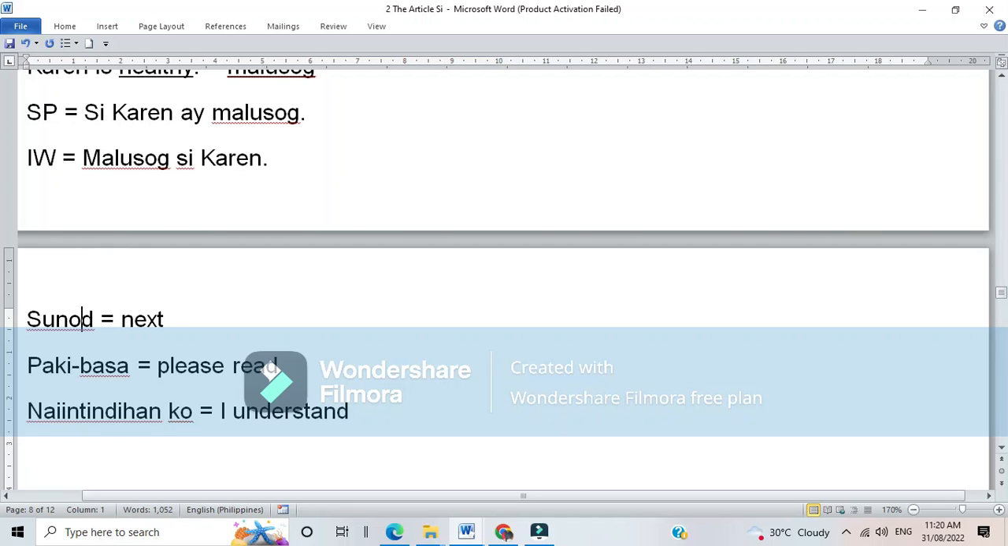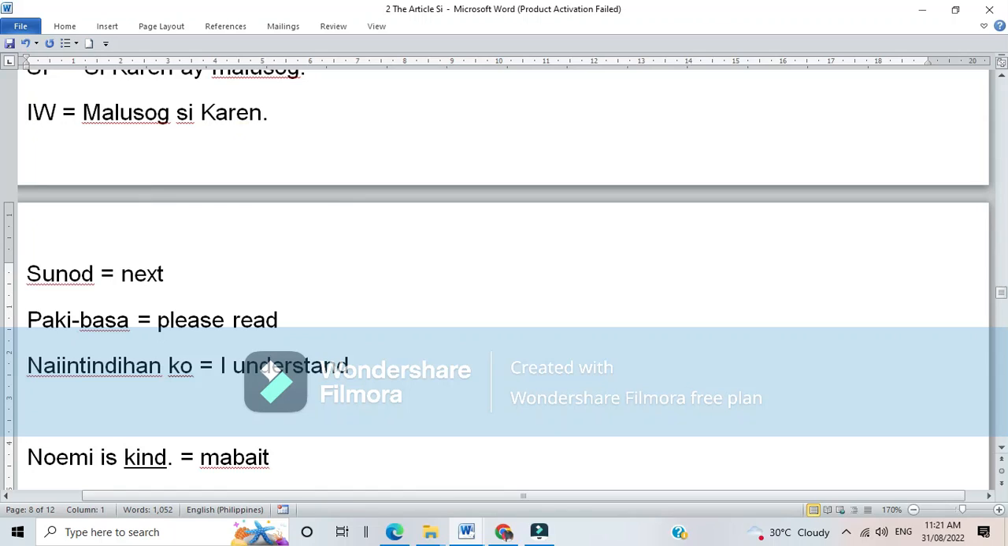When I say sunod, it means next. When I say pakibasa, please read. And if you say naiintindihan ko, it means I understand. Okay, another example. Noemi is kind. Kind in Tagalog is mabait.